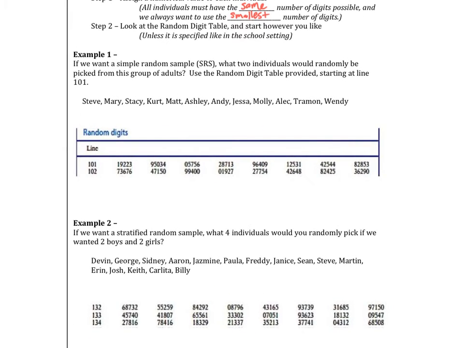So example 1: if we want a simple random sample, what 2 individuals would randomly be picked from this group of adults? Use the random digit table provided starting at line 101. So we have Steve, Mary, Kurt, Matt, Ashley, Andy, Jessa, Molly, Alec, Tremont, and Wendy. How many people are there in this group? There's 1, 2, 3, 4, 5, 6, 7, 8, 9, 10, 11, 12. So there's 12 people. We're going to use 2 digits because 12 is 2 digits. So 2 digits is what we'll use for every person.